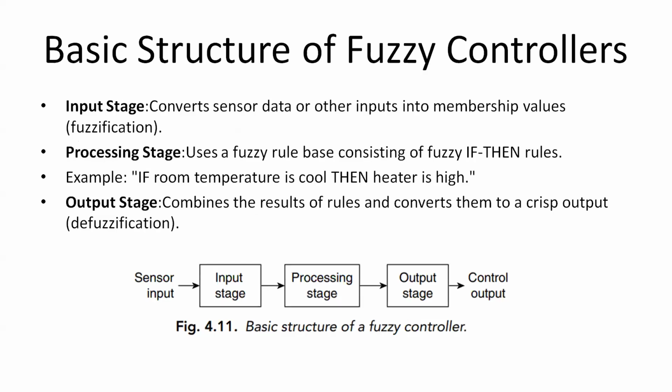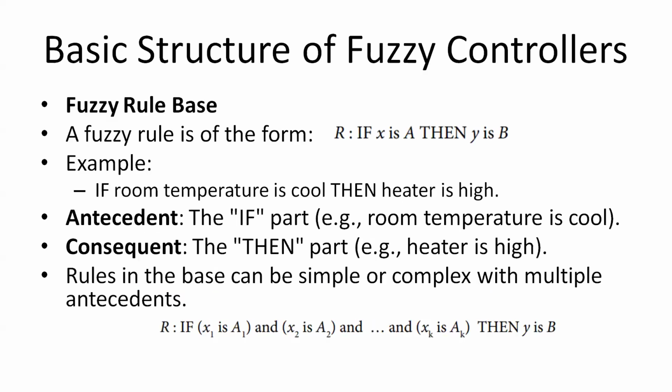Now, expanding these three steps once again, the fuzzy rule base. We all know that it will be a rule of the form: if a variable x is given as input and a variable y is given, and you have a fuzzy set A and a fuzzy set B. So you have two variables x and y and fuzzy sets A and B. Then we say that if x is A, then y is B. This is a very simple rule which consists of an antecedent and a consequent.